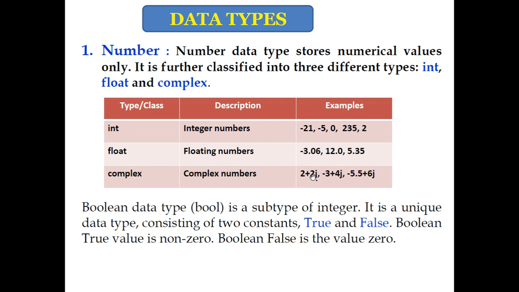There is j. What is the value of j? Root over minus 1, the imaginary part. But in current electricity, it was denoted as i. Normally the mathematical notation is denoted as i. That is why in Python the symbol j is preferred to represent root over minus 1. The normal convention earlier, in mathematics or electrical work, was to use i. In Python it is used as j, a separate notation. Boolean data type is a subtype of integer, true and false, that is 1 and 0.